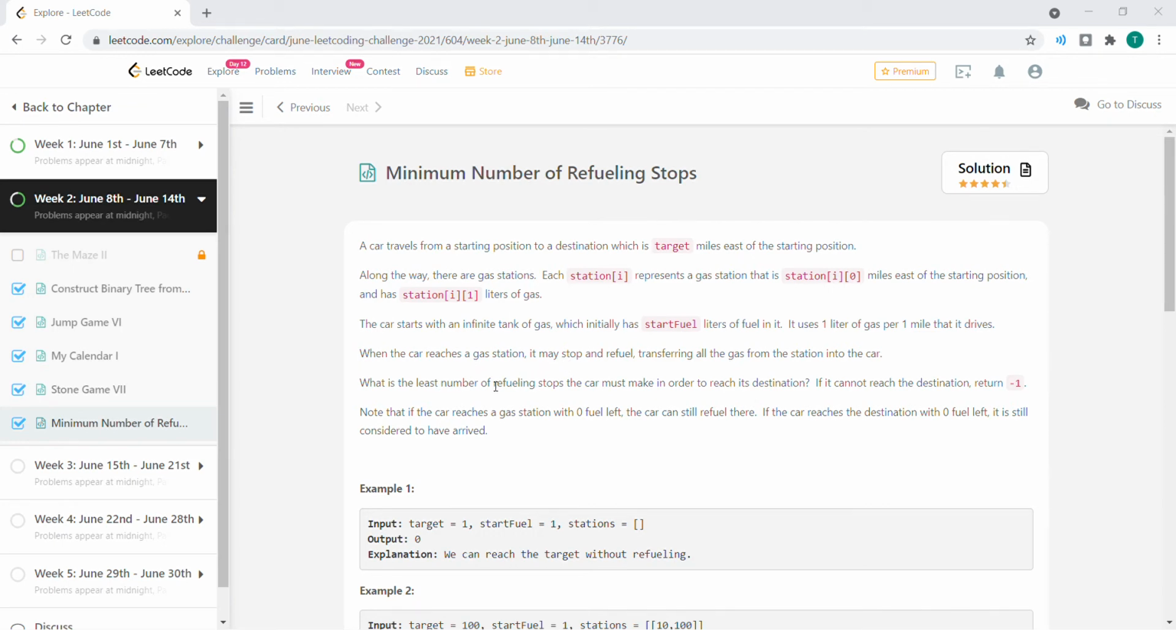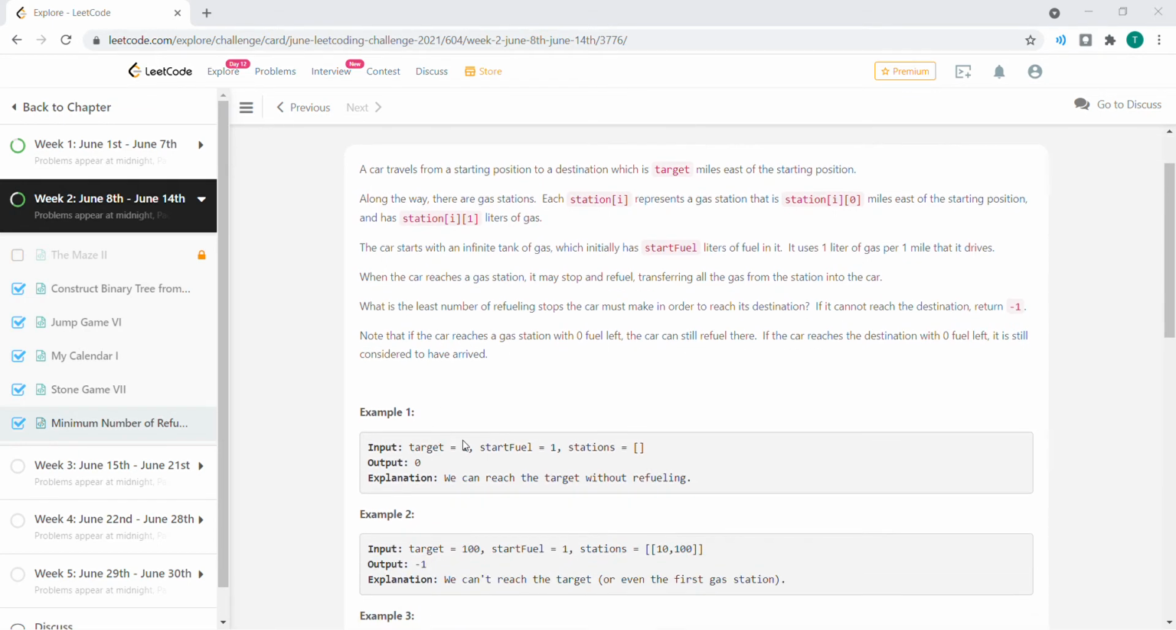So what's the least number of refueling stops the car must make in order to reach its destination? If it cannot reach the destination, return -1. Note that if the car reaches a gas station with 0 fuel left, the car can still refuel there. If the car reaches the destination with 0 fuel left, it's still considered to have arrived at its destination.